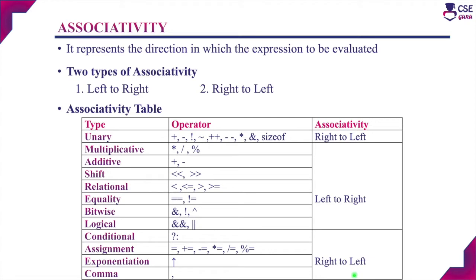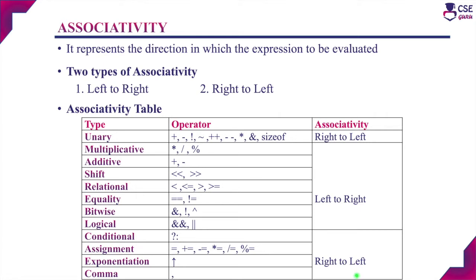Suppose in an expression there is more than one operator, but all the operators have equal precedence. In that case, we have to implement the associativity rule. Associativity represents the direction in which the expression is to be evaluated. There are two types of associativity: left to right and right to left. In left to right associativity, the operator that appears first from the left will be evaluated first. In right to left associativity, the expression will be evaluated from right to left.